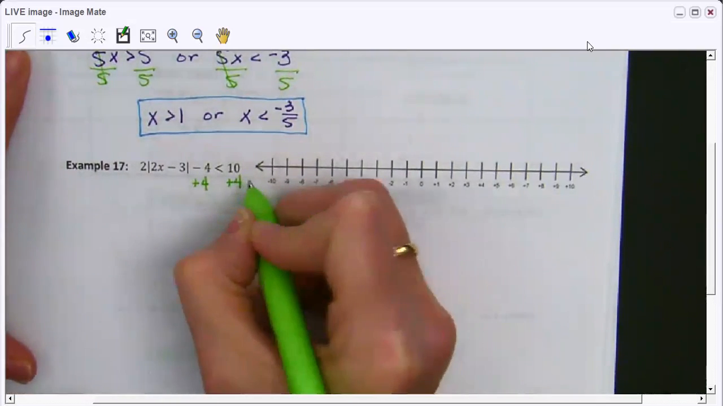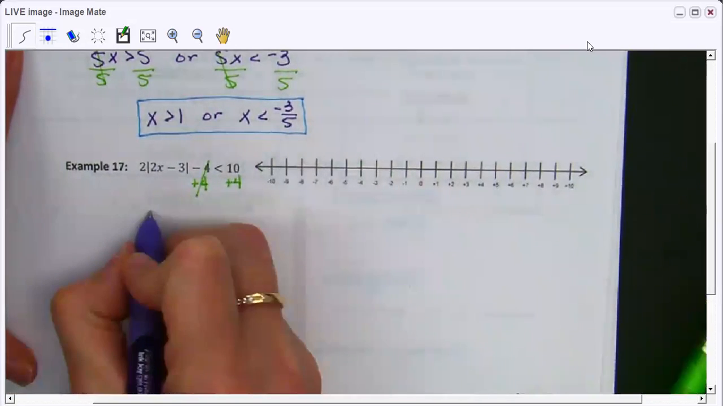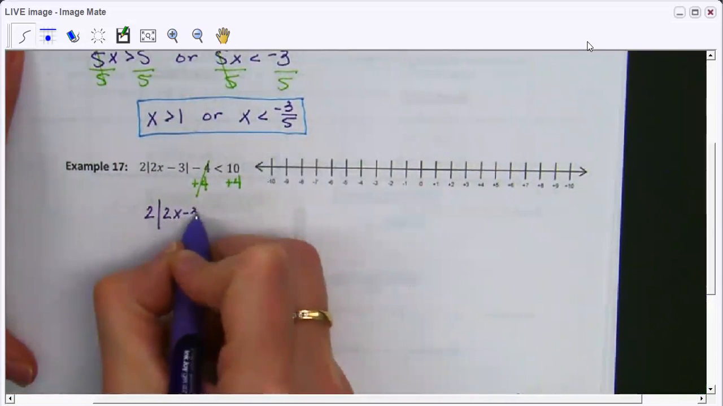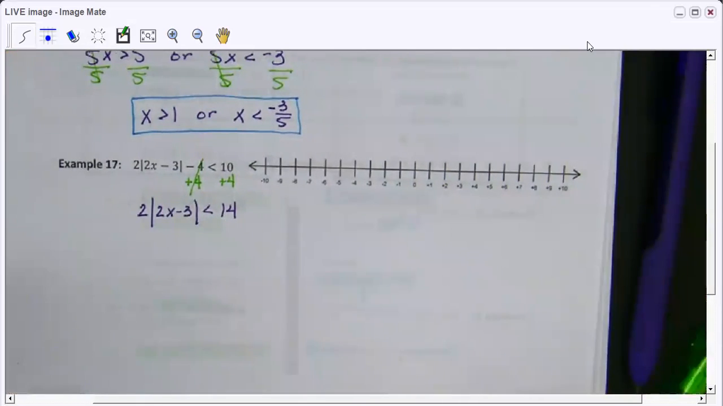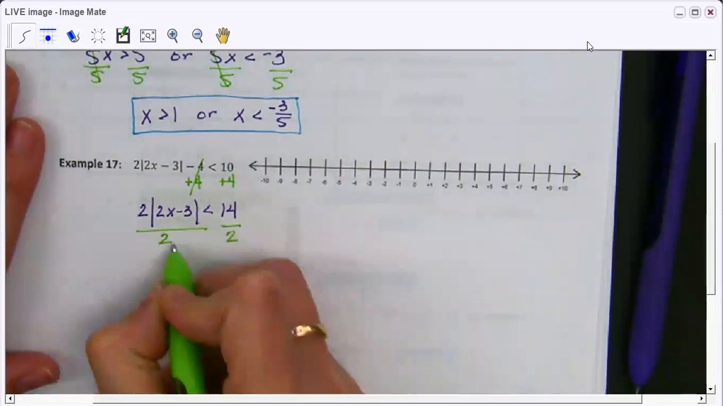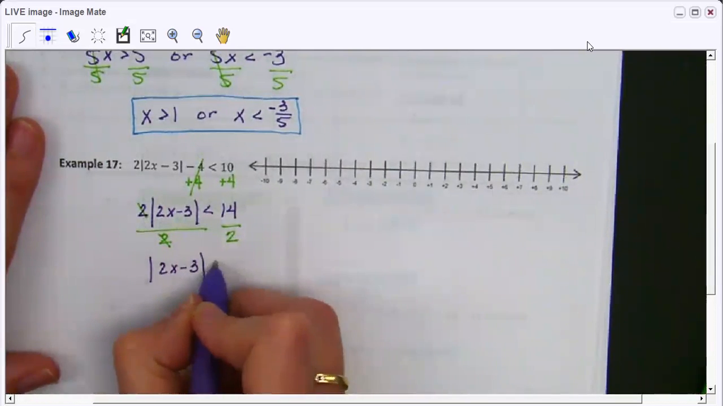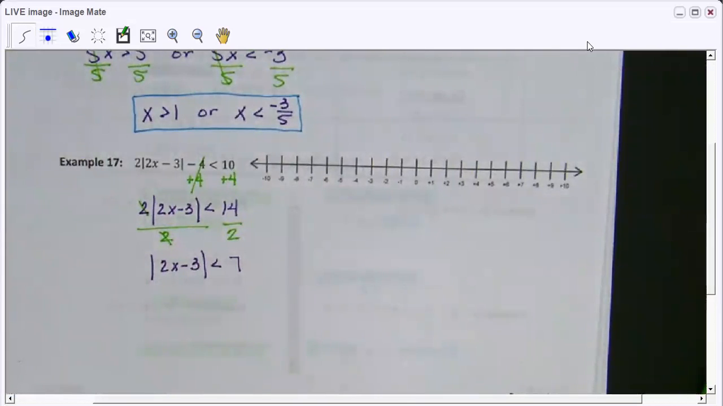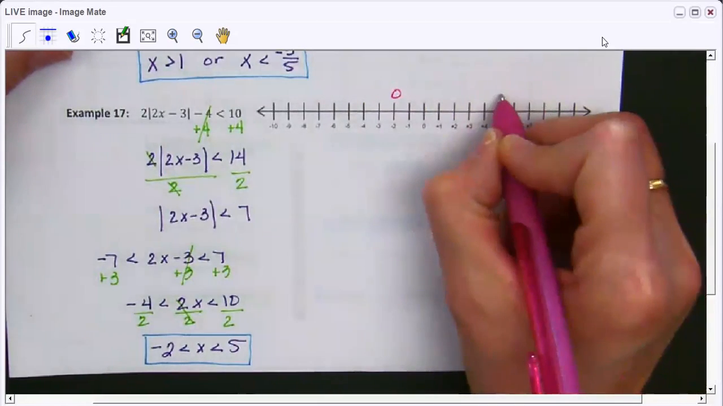Okay, let's get back to the problem, all right? So we're going to add 4 to both sides. Okay, and then this is what you should have. Next, we have to get rid of the 2, so we're going to divide both sides by 2. Now that we've gotten rid of everything around the absolute value, you can set up this conjunction. So I'm going to let you finish this one on your own. When you're finished, check your answer.